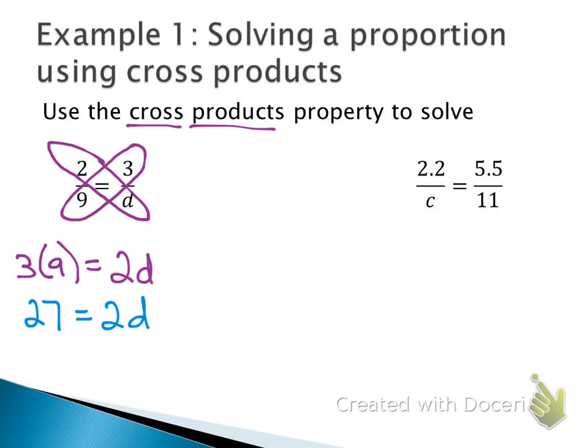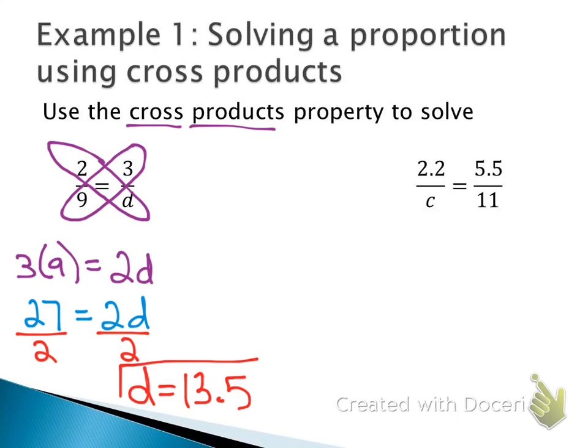And what do I need to do to solve for d? Zach, what do I need to do to solve for d? Chris? Divide by 2. Very good. I need to divide both sides by 2. And then d equals 13.5. All right, any questions on that?